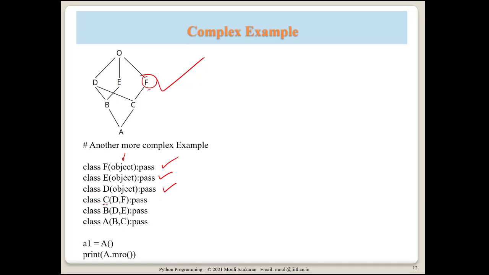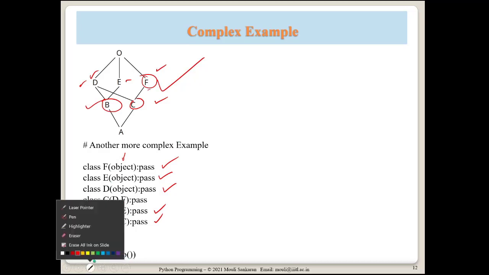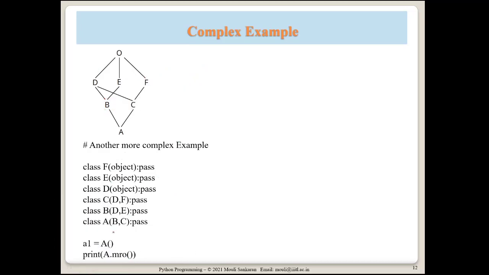Now C is inherited from D and F, B is from D and E, A is from B and C. So I'm sure this is the tree which is getting constructed here, and I'm creating an object A1, and there is a method which I can invoke with respect to the class, MRO. If I call it, it is going to give you the linearization of class A, what it has constructed.